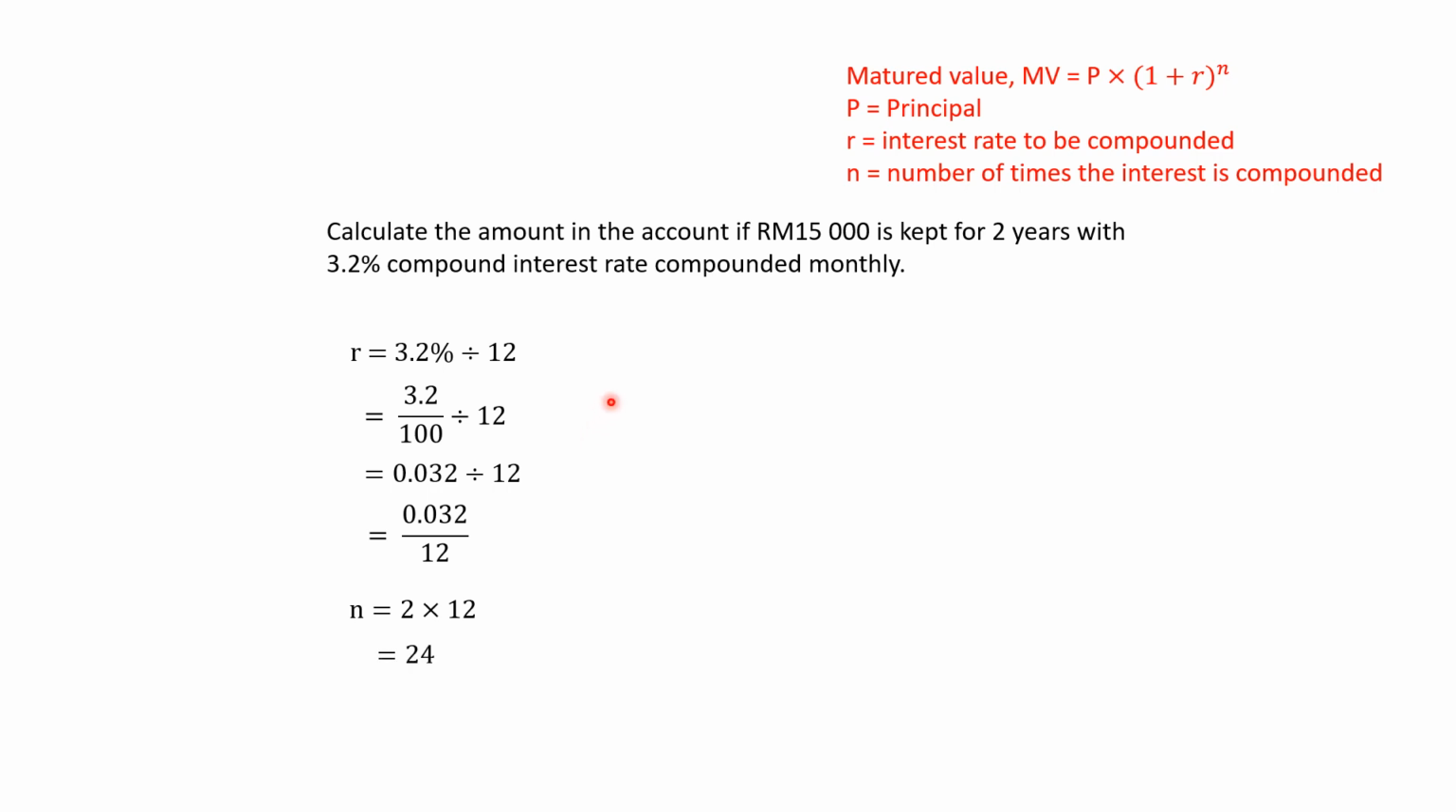That means every month, the interest is added together with the principal amount, and after another month it is added again. The interest is added to the principal, added with the matured value. So the matured value is equal to the principal amount 15,000 multiplied by 1 plus r, which is this number, to the power of 24, the number of times the interest is compounded, and this is equal to 15,990 ringgit 2 cents.